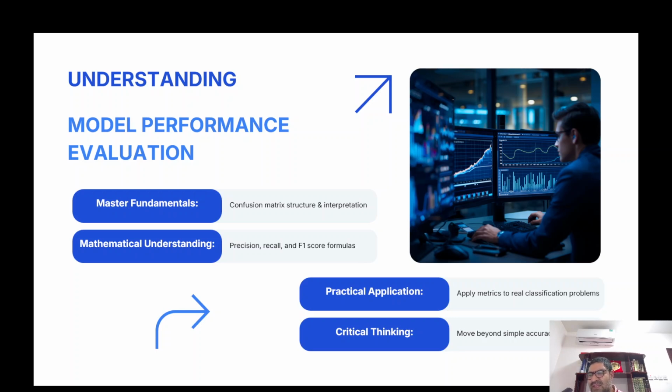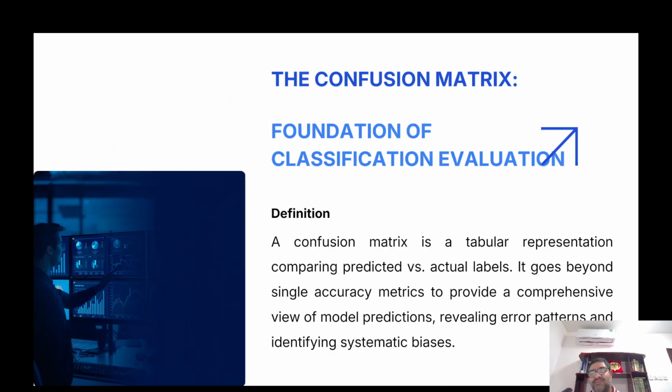And the practical applications: we'll be applying these to real classification problems. We can move beyond the simple accuracy metric, because with these parameters we'll be getting insights about how a particular machine learning model is performing beyond what is visible. To understand that, it is important that we understand these parameters.